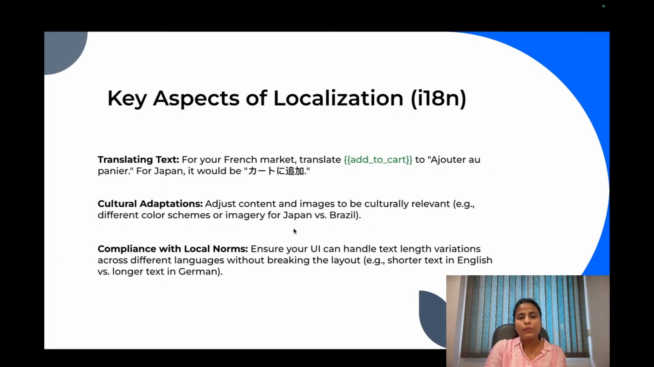Another is compliance with local norms. Localization might also involve adhering to local laws and regulations. For instance, in the European Union, you will need to make sure your site complies with GDPR regulation. So why is it important? Localization makes your application feel native to users in different regions, which enhances their experience and increases the chances that they will engage with the content more and make a purchase.